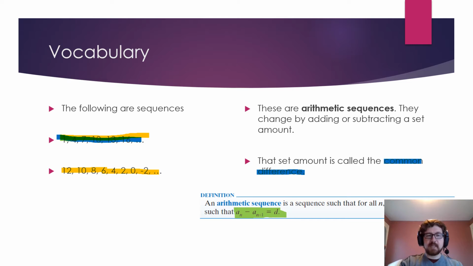The 4 minus 1 is 3. The 7 minus 4 is 3. The 10 minus 7 is 3. We can see it here. Negative 2 minus 0 is minus 2. 0 minus 2 is negative 2. It works out.